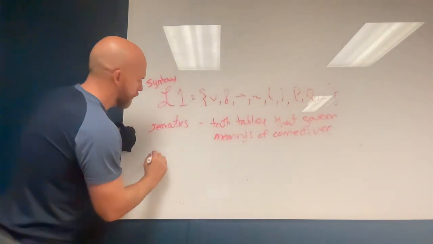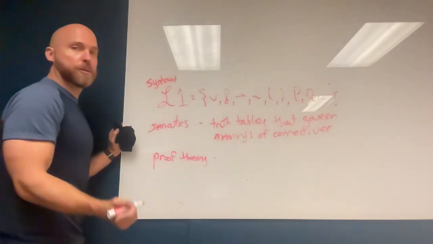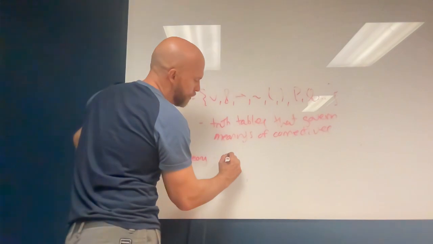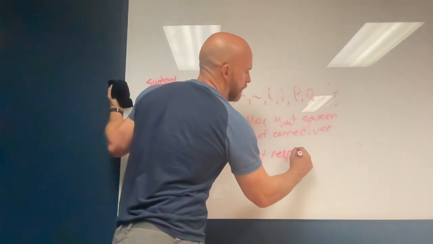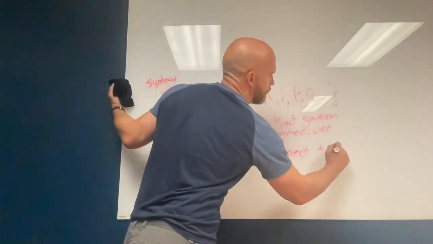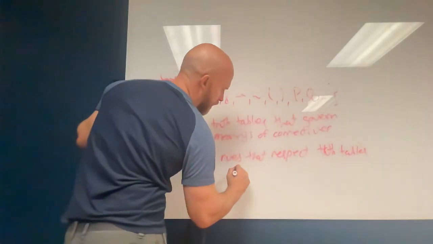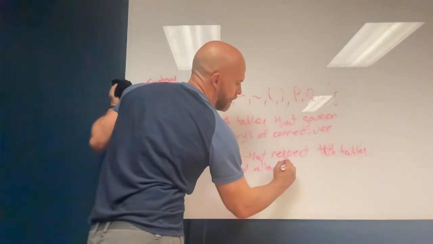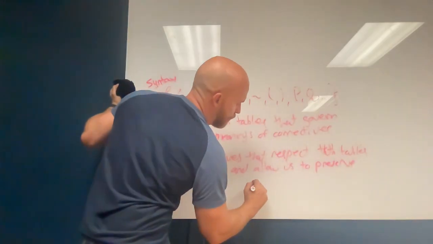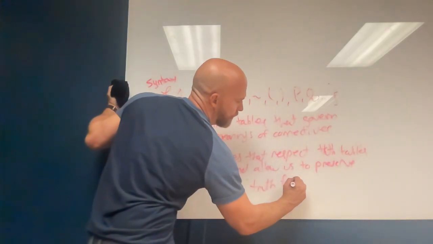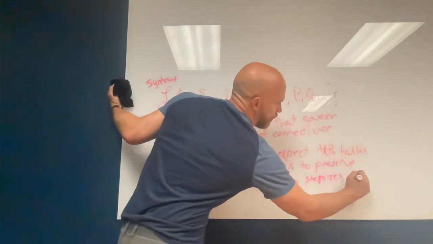And we also have the proof theory for our language, which is the calculus, the rules that respect truth tables and allow us to preserve truth from premises to conclusions.